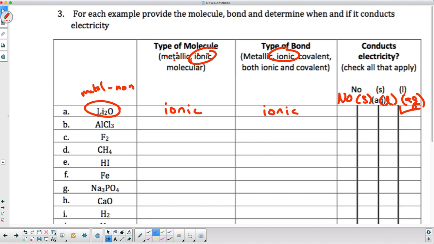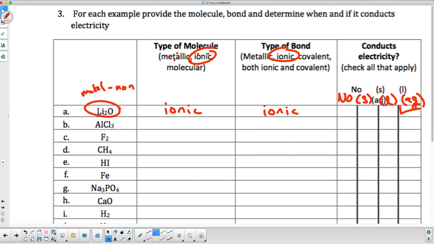We'll talk a little bit more about both ionic and covalent, although you really don't have to worry about that. I'm not as concerned. There's one or two parts down below. I'll show that. So this is a little confusing. Conducts electricity. Conducts electricity as in it does not conduct electricity, or it conducts it as a solid, which is the S in parentheses, or a liquid, which is the L in parentheses, or aqueous solution, which is the AQ.